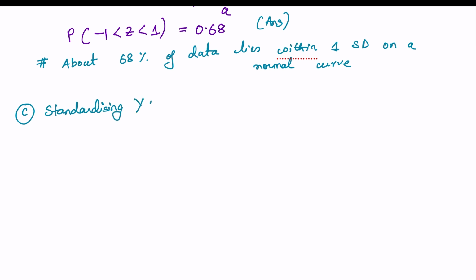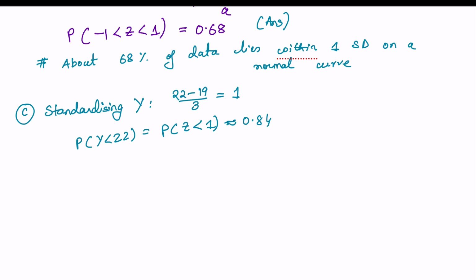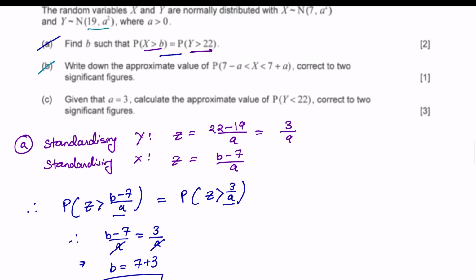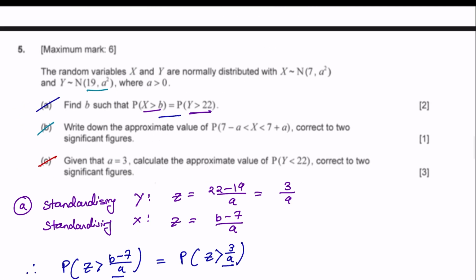We standardize Y: 22 minus 19 divided by 3, which is 1. So we have P of Z less than 1. P of Z less than 1 is 0.84. Again, a standard result, which may be remembered. And with this, we are done with question 5.